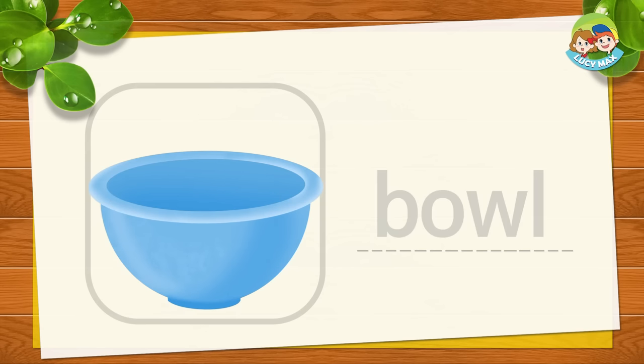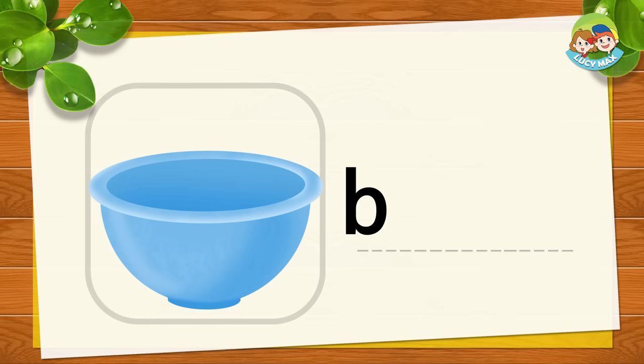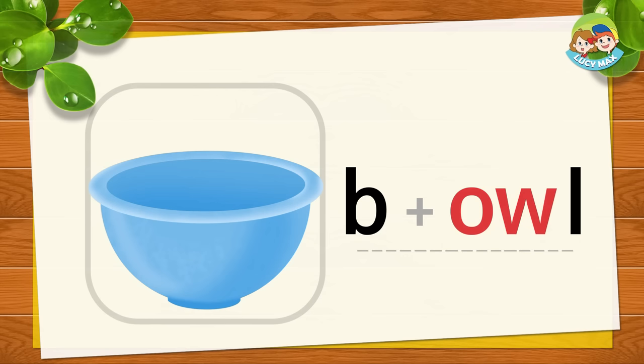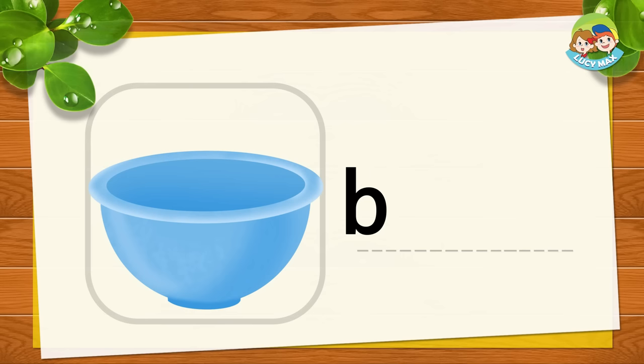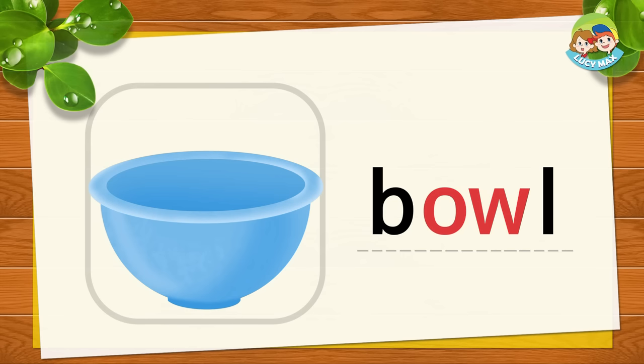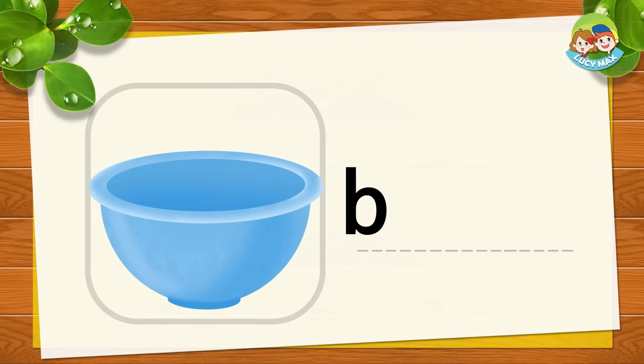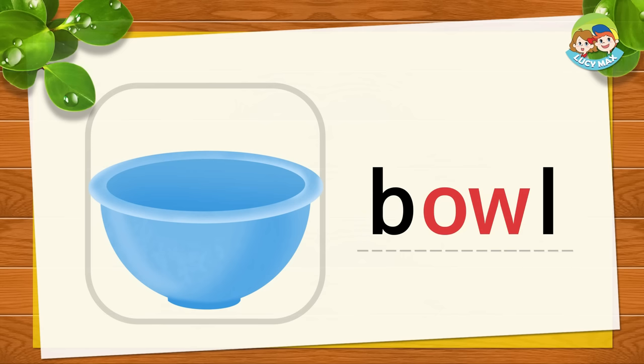This is a bowl. B, O, and L together is bowl. B, O, L, bowl. Now you try. Where can you find a bowl? You can find a bowl in the kitchen.